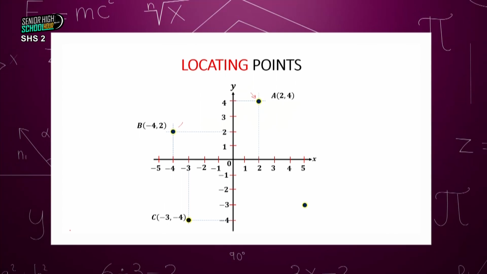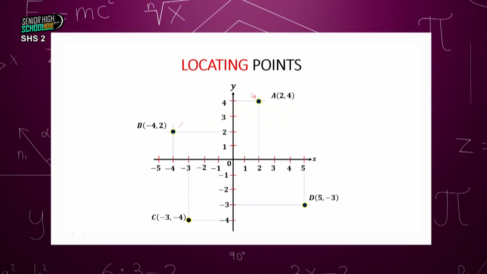Final one. Without going there, let's call it D. Again, try it. Let's see what you have before I even try doing it for you. What do we have? All right, point D will have those 2 points intersecting, 5 and negative 3. So point D will be 5, negative 3.